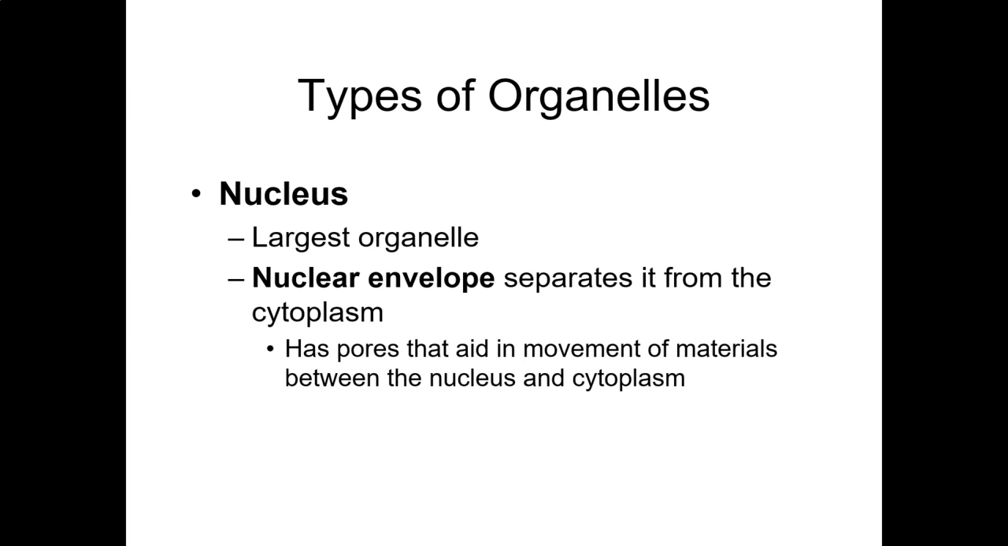It has pores. This nuclear envelope has pores that aid in movement of materials in and out of the nucleus, because the nucleus does communicate with the cytoplasm, and anything that's going in or out has to go through these pores that are found in the nuclear envelope.